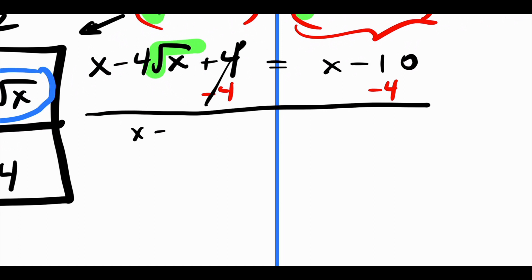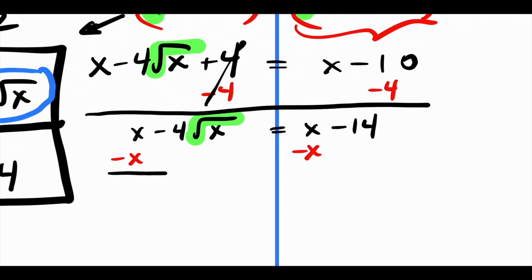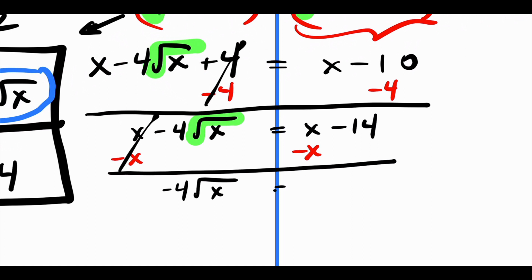We get x minus 4 times the square root of x. Over here, I get x minus 14. Okay. Subtract x from both sides. The x's go away, nice and neat.